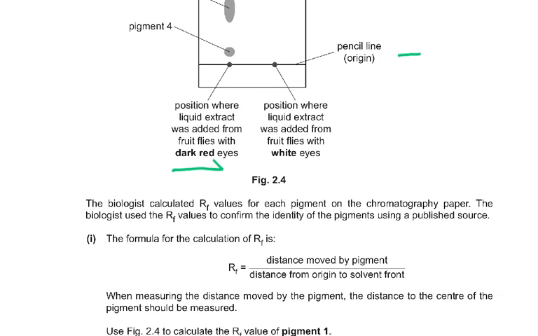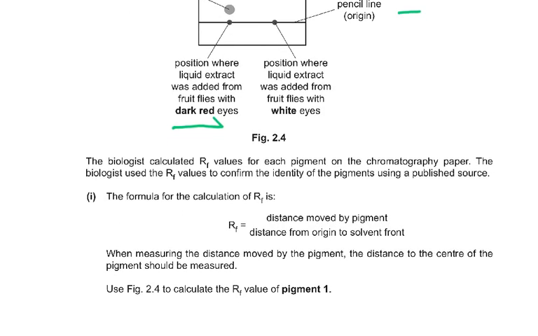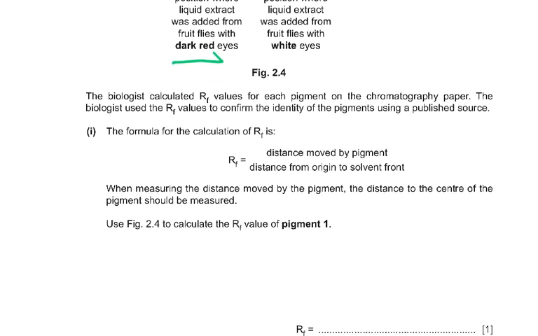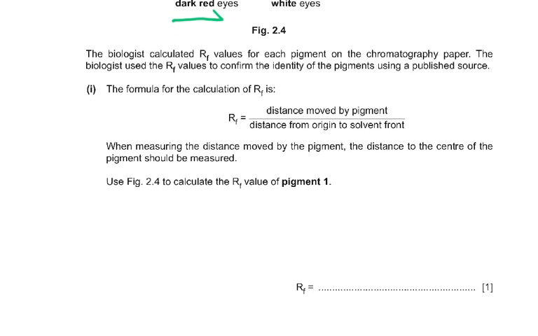The biologist calculated the RF values for each pigment on the chromatography paper. This biologist uses RF values to confirm the identity of the pigment using a published source. The formula for the calculation is distance moved by pigment over distance from origin to solvent front. When measuring the distance moved by the pigment, the distance to the center of the pigment should be measured. Using figure 2.4, calculate the RF value of pigment 1.